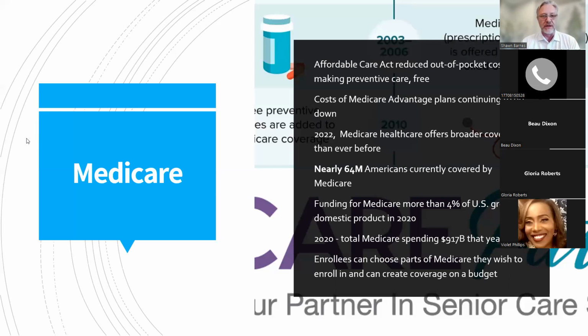So now in 2022, Medicare is bigger than ever, more expansive, offers more coverages, more ability to get coverages. Nearly 64 million Americans are covered by Medicare. And that'll be 64 million and 10,000 after today, and 64 million and 20,000 after tomorrow, and so forth and so on. It's growing. And right now in 2020 it was 4% of the gross domestic product, meaning that of all the money that we made as a country, 4% of that went to Medicare.